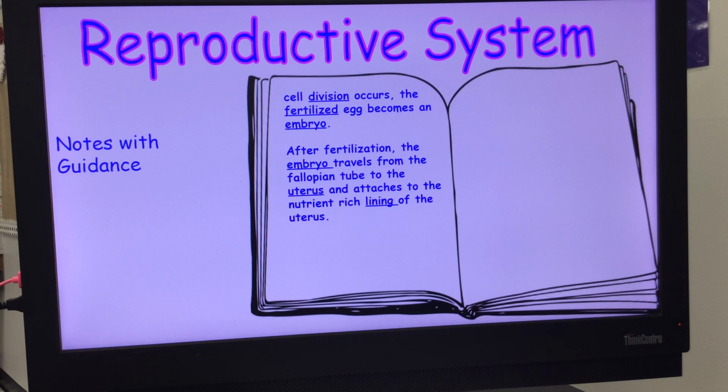For your notes entry, cell division occurs, the fertilized egg becomes an embryo. After fertilization, the embryo travels from the fallopian tube to the uterus and attaches to the nutrient-rich lining of the uterus. Please press pause if you need extra time. You can press play when you're ready to move on.